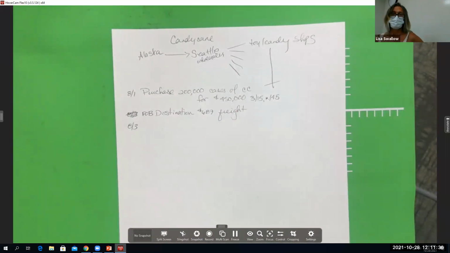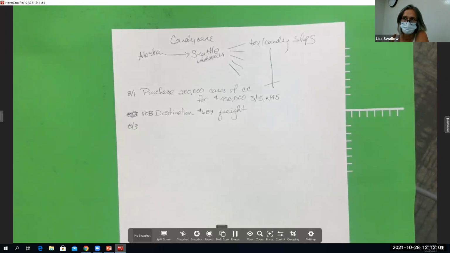Okay, so I purchased 200,000 cases of candy canes for 450 grand. Terms 3/15, n/45. As part of the deal, we negotiate with the company in Alaska, free on-board destination. And there's a $689 freight bill.